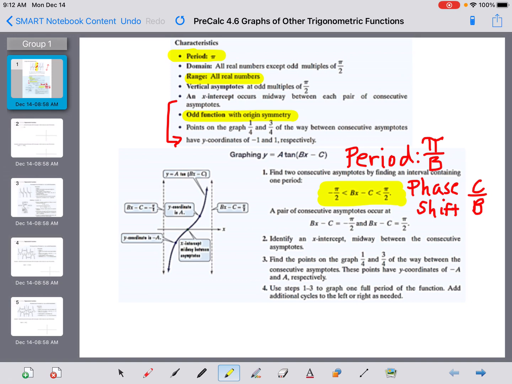So we would find those two asymptotes, we graph them, and then halfway between them we get our x-intercept, and then we graph our low point and our high point, which is going to go with our amplitude. Usually it's -1 and 1, but if we happen to have an amplitude, that'll change. And then we draw our curves, okay? We can repeat those if necessary. All right, so there's our basics. Let's go try it, okay?